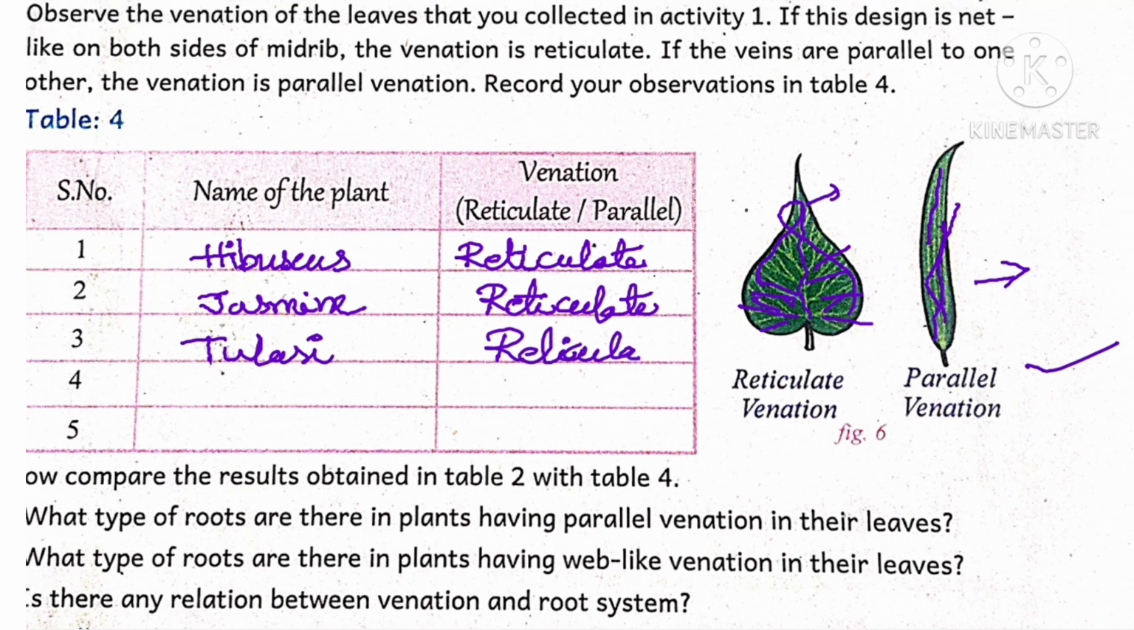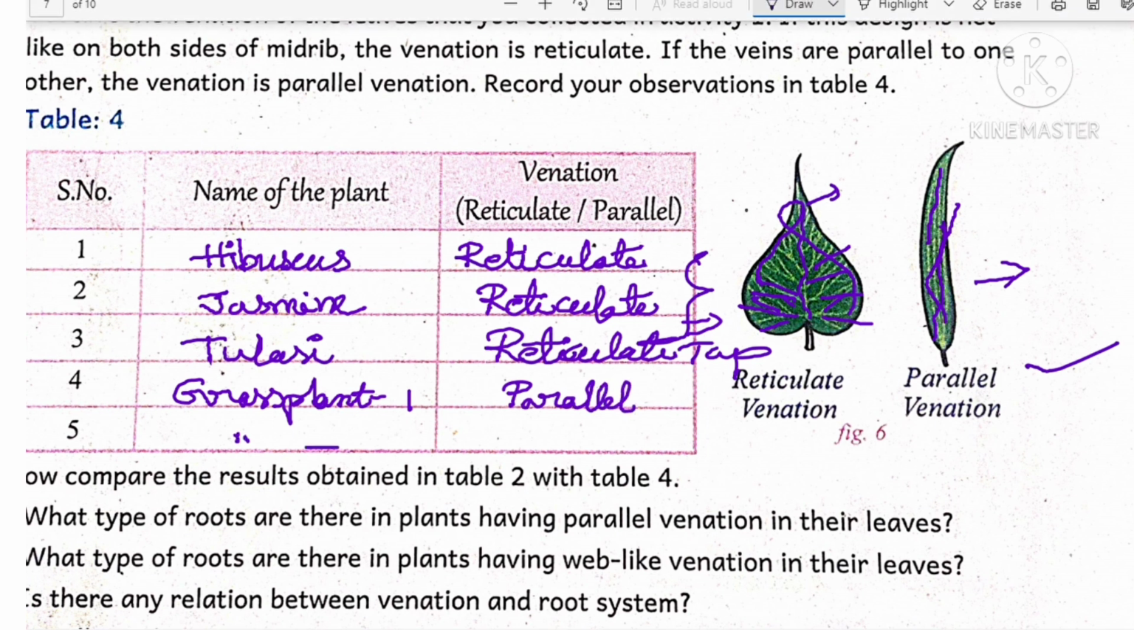So the plants which have reticulate venation, which type of root system do they contain? Taproot system. The next one is grass plant one. For example, all grass plants, all the grains like jowar, paddy, all these are grass plants. In grass plant one, what type of venation do you observe? Parallel venation. In grass plant 2, what type of venation do you observe? It also has parallel venation.